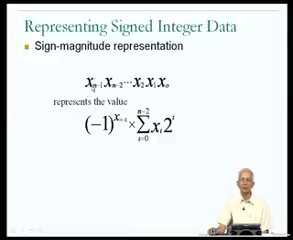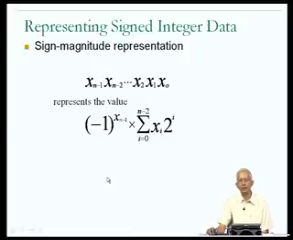If the most significant bit, the bit at the left, x_{n-1}, is a 1, then under the sign magnitude representation, the signed integer value which is being represented is negative. On the other hand, if x_{n-1} is a 0, then the value is positive, because the way that I calculate the value is by using (-1) to the power x_{n-1}, and (-1) to the power 0 is 1. The remaining bits define the binary value or magnitude associated with the signed integer.